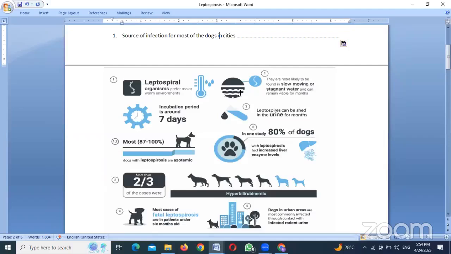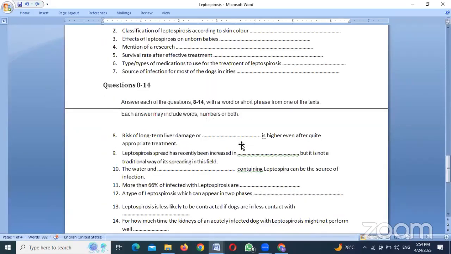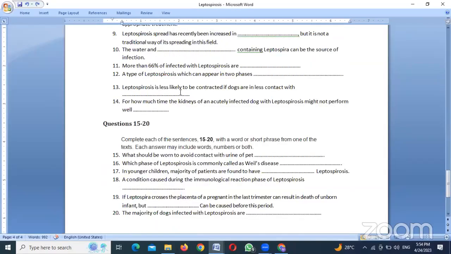So if it is fill in the blank, the answer should be, instead of infected with, I'm using source of infection. You can see how I'm using synonyms, paraphrasing, different language for the same thing. Most commonly infected through contact with this. So I'm using source of infection for most of the dogs in the cities. Infected rodent urine, okay? So now we will go to the fill in the blanks.